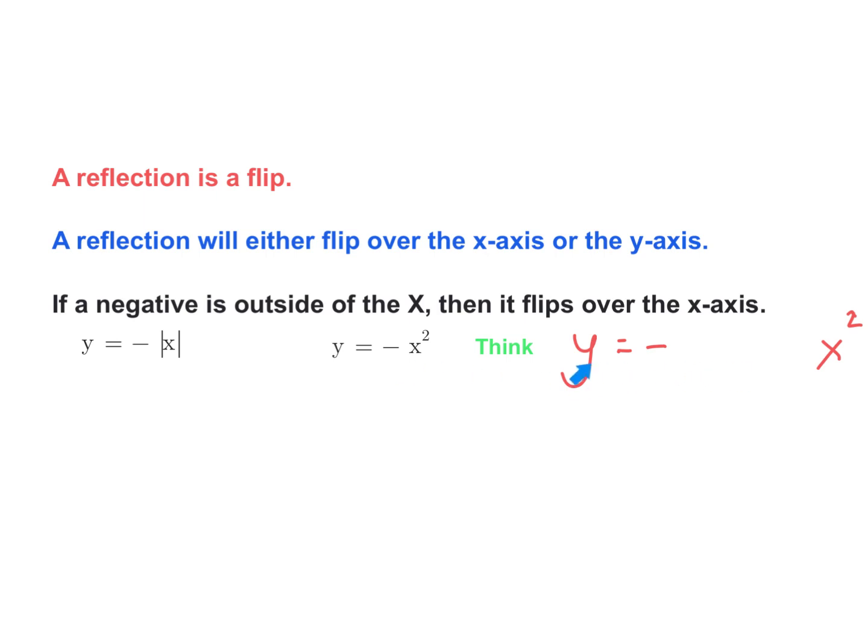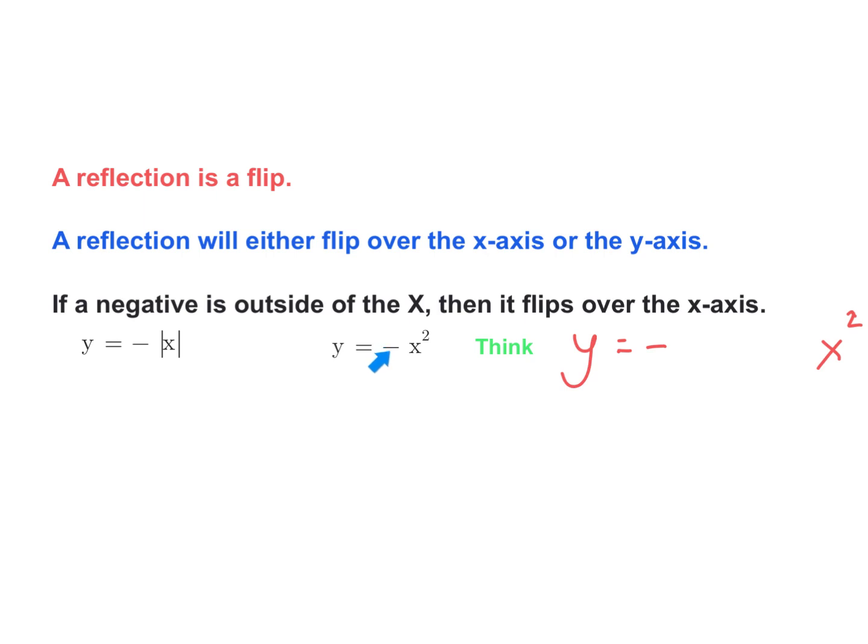And the reason I wrote it like this is quite simple. This negative is not being squared. If they wanted this negative to be squared, what would they have done differently? Yeah, they would have put parentheses around the negative and the x to indicate everything was being squared.